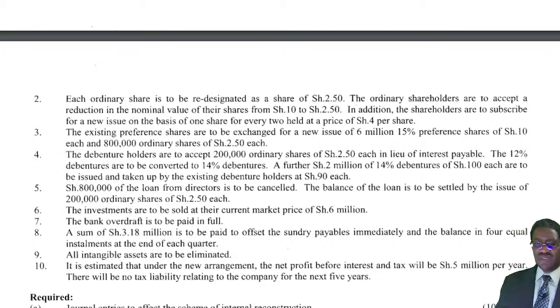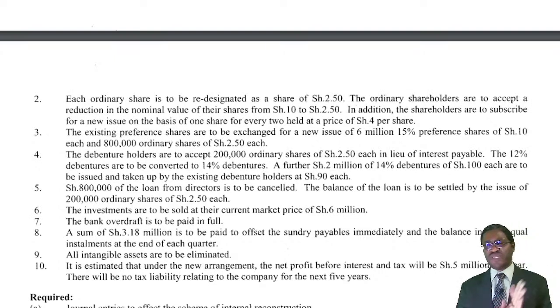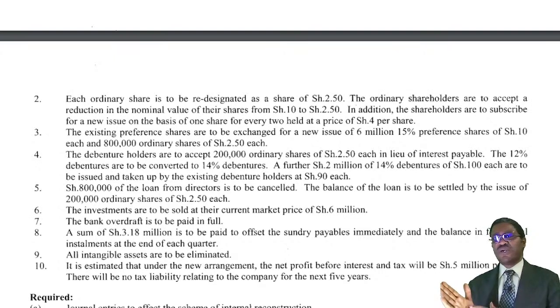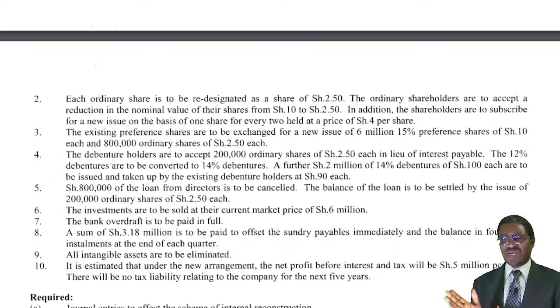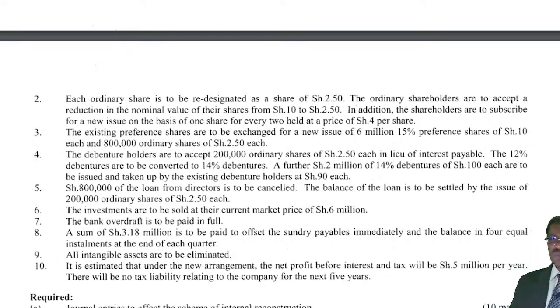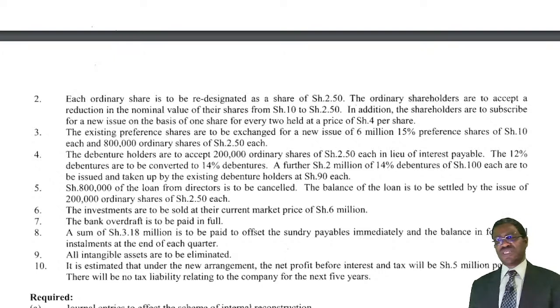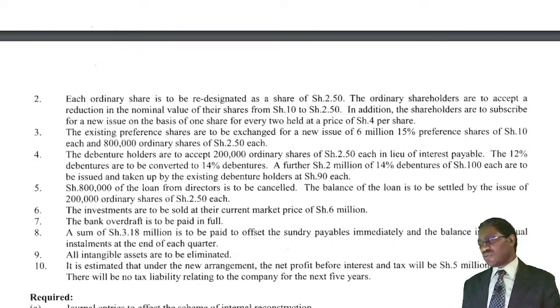Number 10, it is estimated that under the new arrangement, the net profit before interest and tax will be shillings 5 million per year. There will be no tax liability relating to the company for the next 5 years. And let me roll the question.